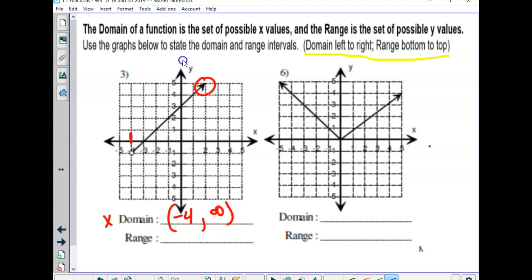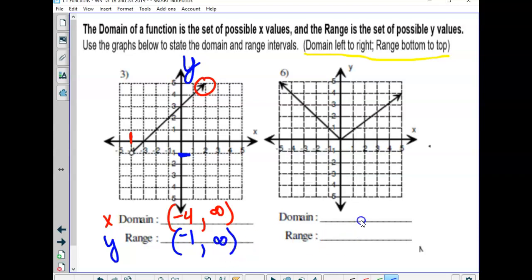All right, range is y values up and down. We have to go least to greatest, so we start at the bottom. What is the lowest y value? -1, square or parenthesis? Parenthesis. And because of the arrow, it's going up, so we have to infinity.